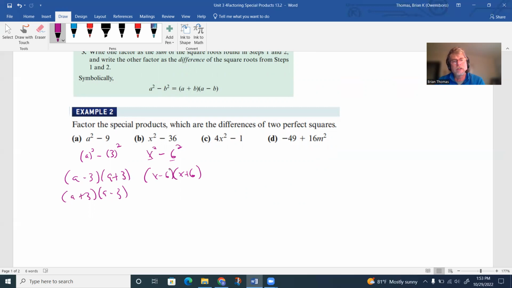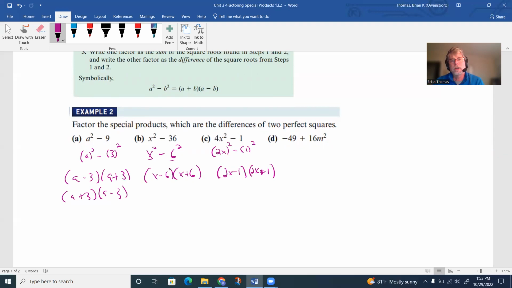This one here, the C one, doesn't look as easy because of that 4x squared there. But notice how 4 is a perfect square, that would be a 2, and x squared is a perfect square. So I can write that as 2x squared. That's the same thing as 4x squared. And as we mentioned, 1 is a perfect square because that's 1 to the power of 2. It's still going to be 1. So 4x squared minus 1 can be rewritten as a difference of squares. So we can factor it as 2x minus 1 times the quantity 2x plus 1.